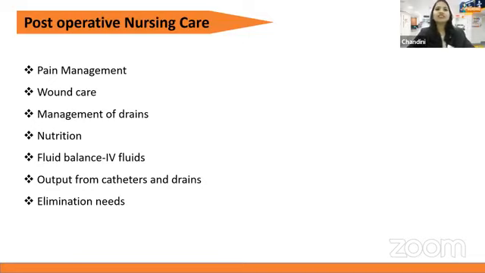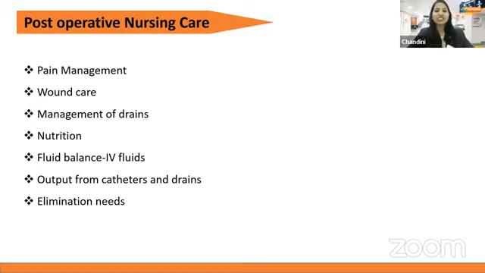The second thing is wound care. It is very important. As per the IPSG fifth goal, we have hand hygiene to prevent hospital-acquired infections, and wound care needs to be done in an aseptic manner. If we do wound care properly, we can prevent SSI, surgical site infections, and further complications.